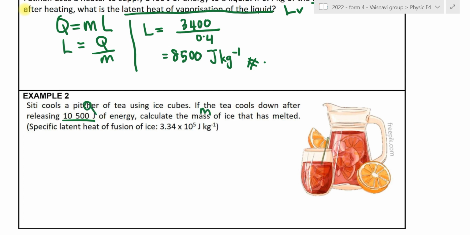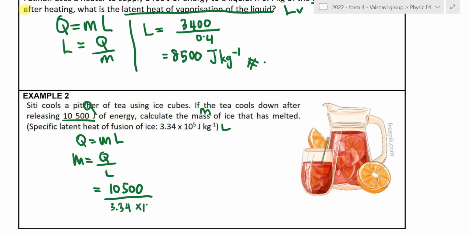Ni Q. Specific latent heat of fusion of ice already given, L dia. So Q equal to ml. As usual, M equal to Q over L. So Q dia adalah 10,500 joule bahagi latent heat of fusion, 3.34 times 10 to the power of 5.